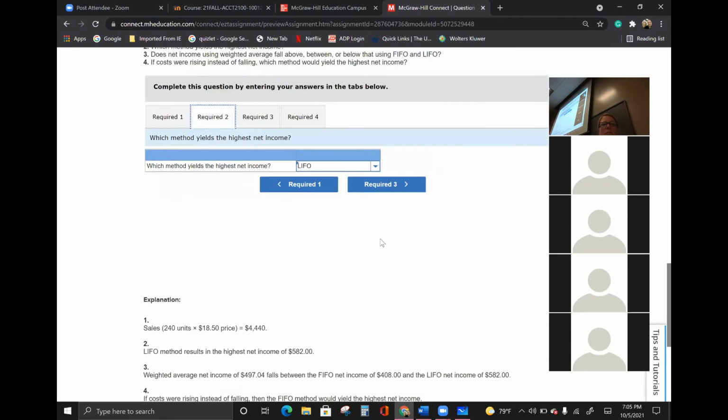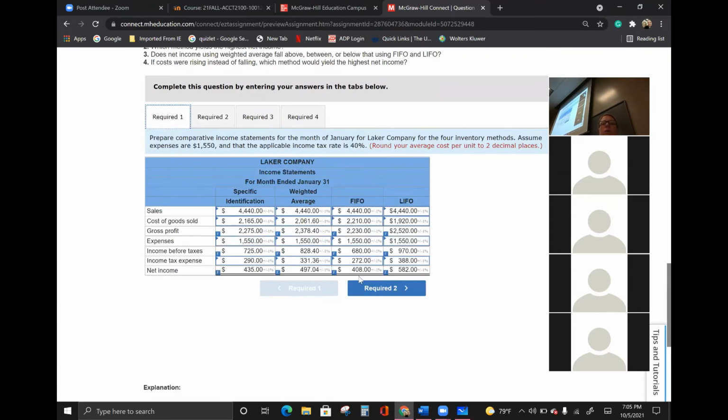Okay, number 2, which method yields the highest net income? So all you're gonna do is look to see, where do I have the highest net income? Which one has the highest net income? Right here, LIFO.